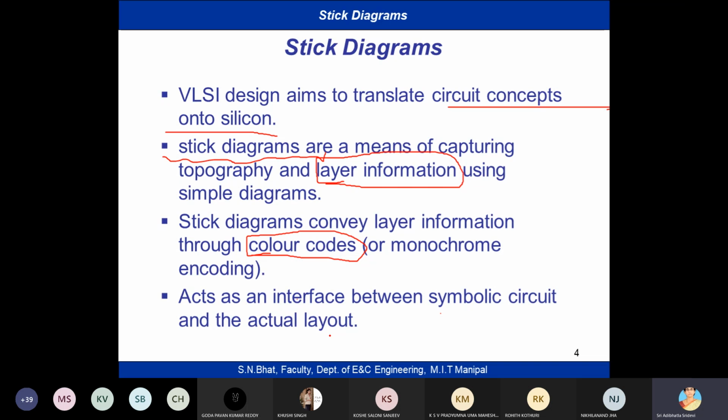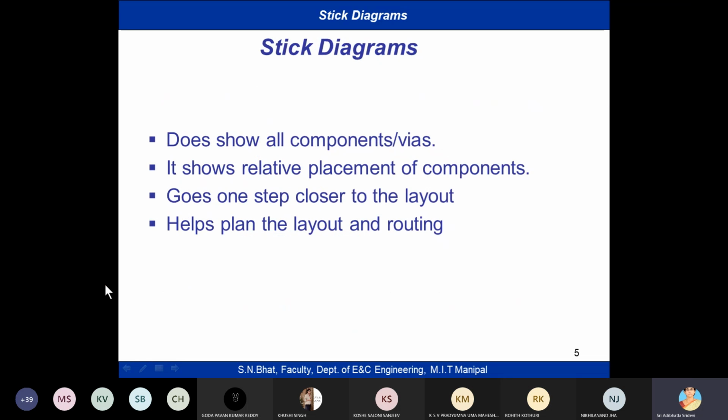That's what I mentioned. From the circuit, we have to develop a layout, and from the layout, we will develop the GDS2 file, which will be given as an input for the fab to develop the mask. As it is a little bit complex to directly convert the circuit into a layout, the stick diagrams will act as the interface.